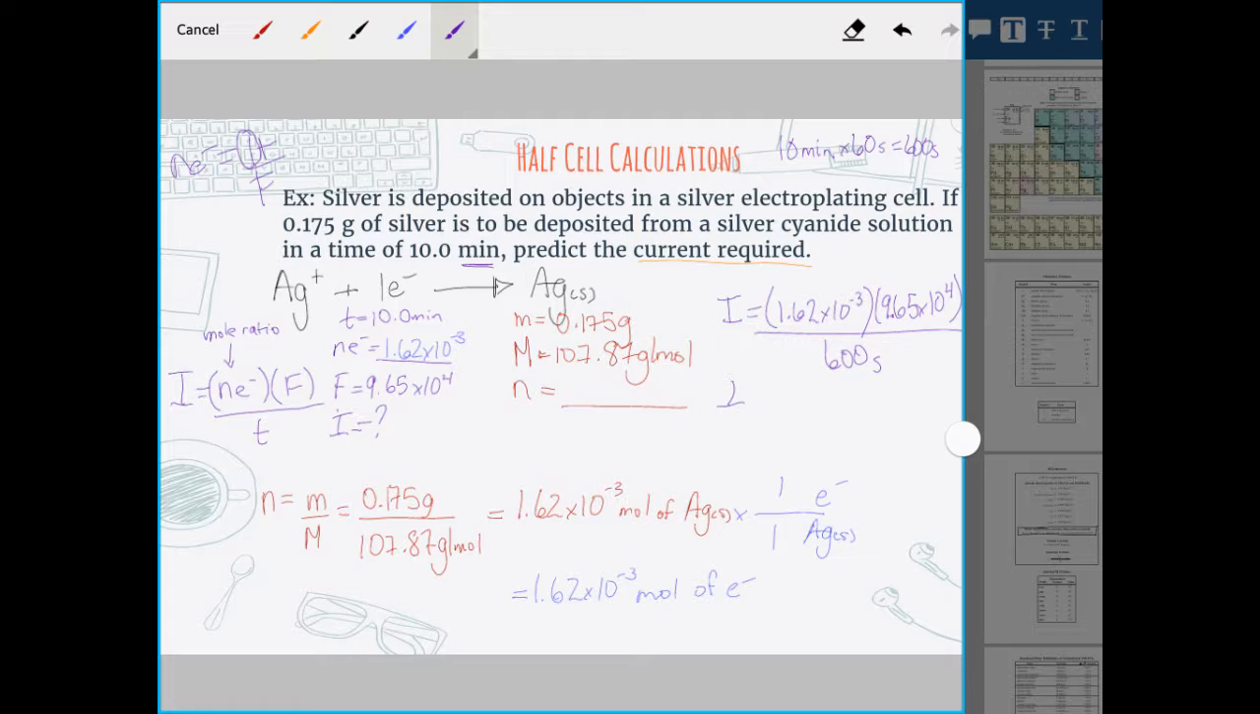So when I do that, I get a current. If I plug that into my calculator, I get a current of 0.261 amps. Remember, amps is coulombs per second, because current is the flow of charge, a rate of charge flow. So we have 0.261 amps of current.